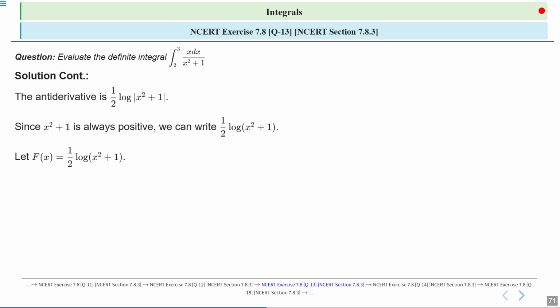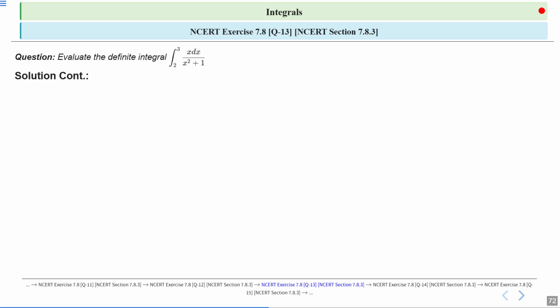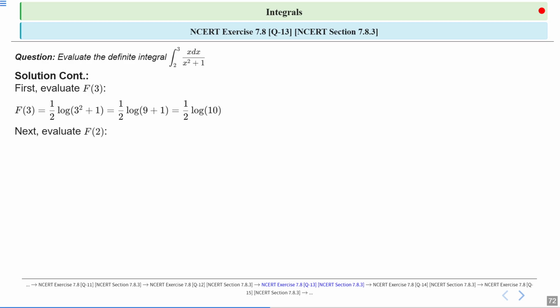So let f(x) is equal to 1 by 2 log of x square plus 1. Now we apply the second fundamental theorem of calculus. Calculate f(b) and f(a) and subtract. Here a is 2 and b is equal to 3. So the value of the definite integral is f(3) minus f(2). First evaluate f(3). Just put x is equal to 3. We get 1 by 2 log 10, and f(2) is 1 by 2 log 5.